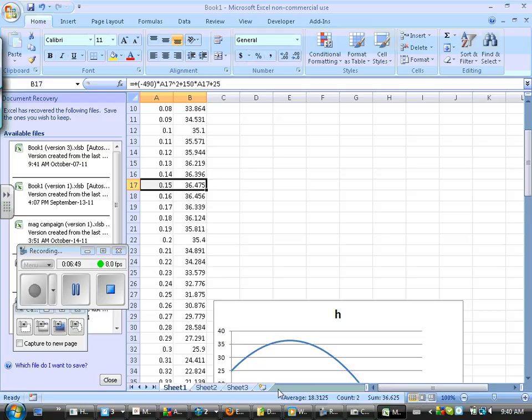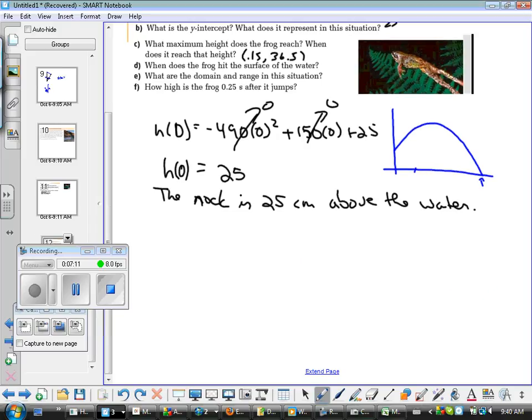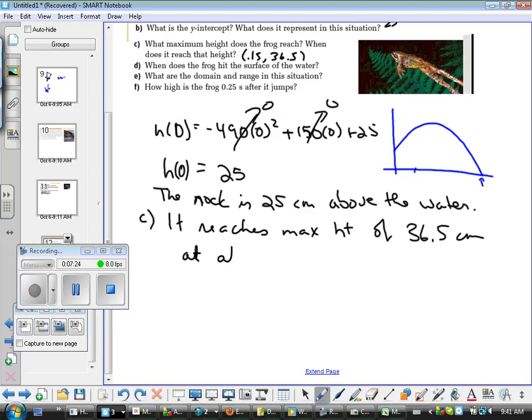Okay, as far as the height, I need the height to the nearest tenth of a meter. Okay, so I'm going to say about 36.5, and I didn't need that 0.15, I just need 0.2. So for C, the frog reaches a maximum height of about 36.5 centimeters at a time of about 0.2 seconds.